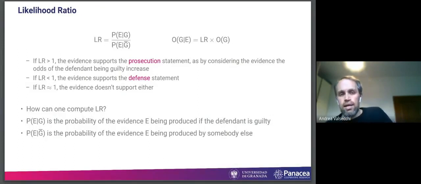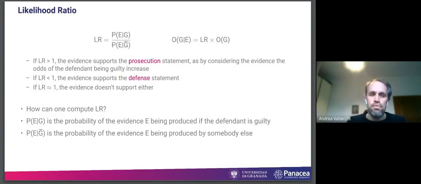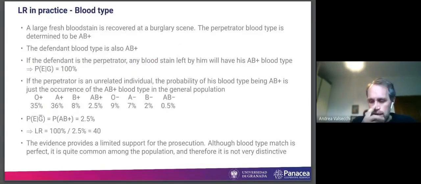So next, I'm going to show you how to compute the likelihood ratio in a couple of examples. Let me remind you of the two parts of this formula. We have the probability of the evidence given that the defendant is guilty, and the probability of the evidence given that the defendant is not guilty, so the evidence was left by somebody else. Let's have a look at an example.